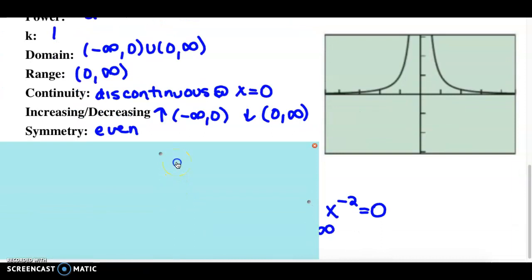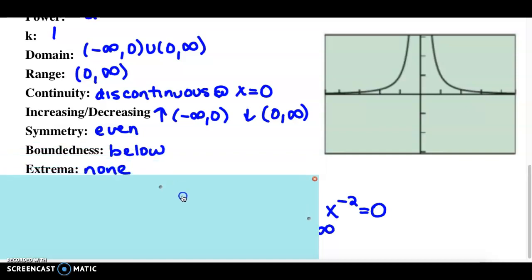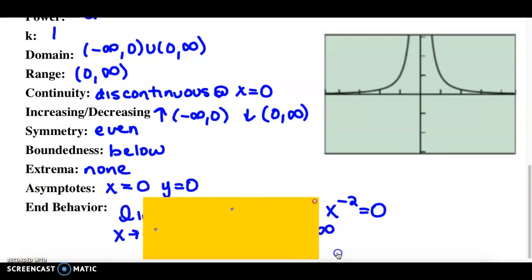And it is bounded below, but not above. It has no local extrema, so no mins and maxes. It does have those horizontal asymptotes, so it's approaching 0 here, and it has a vertical asymptote there. So it has two asymptotes, one horizontal one at x equals 0 and one vertical one at y equals 0.